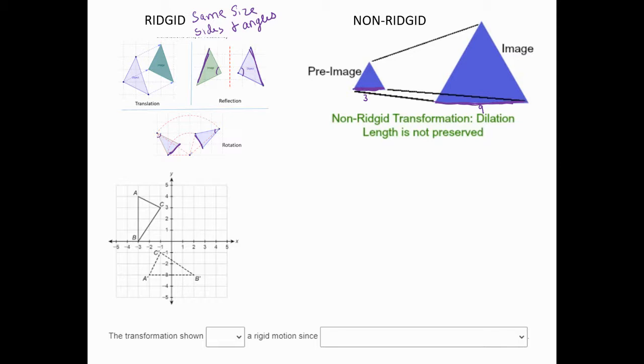Okay, so that is a non-rigid transformation. It's called a dilation, this one is. We haven't really gone over how to do dilations yet. So the length is not preserved.